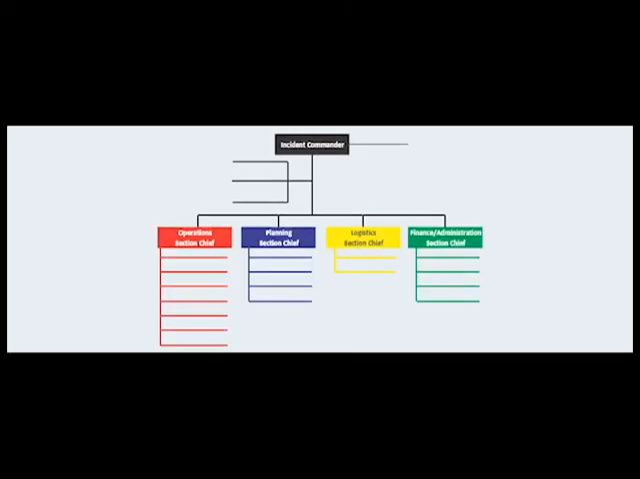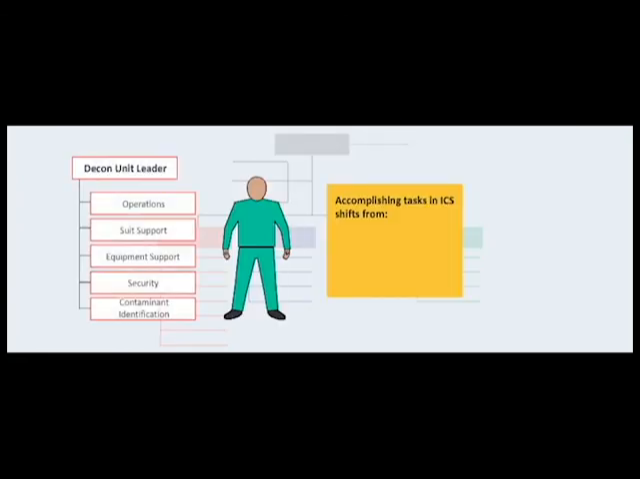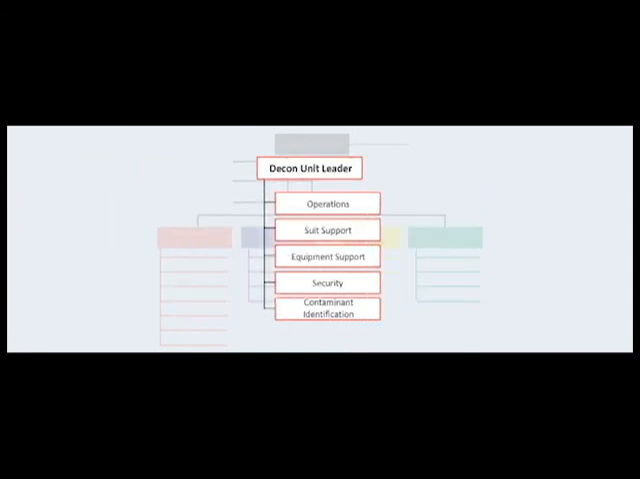ICS is a powerful tool that uses a predictable command structure, common language, and responder accountability to accomplish multiple tasks in a coordinated and efficient manner. Accomplishing tasks in the incident command system shifts from individuals to functional positions. In hospital decontamination, these positions include operations, suit support, equipment support, security, and contaminant identification.